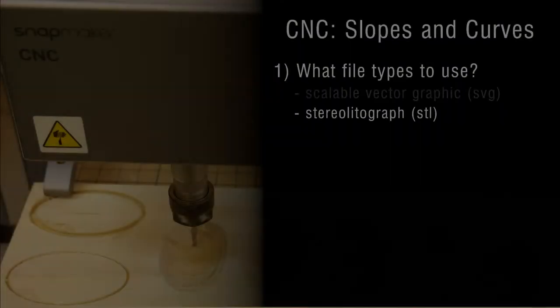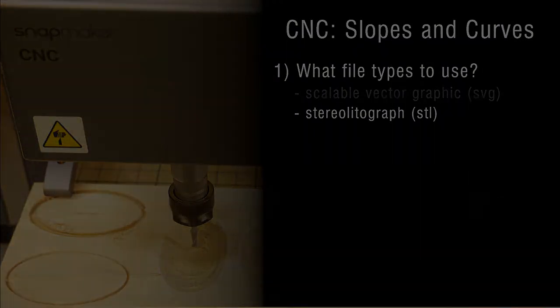In the previous episodes, we have used the software called Inkscape to draw our topography and create our grayscale, but for this episode, we are going to depart from that and we're going to use a stereolithograph file. Stereolithograph files are 3D object files and they're created by 3D modeling software.